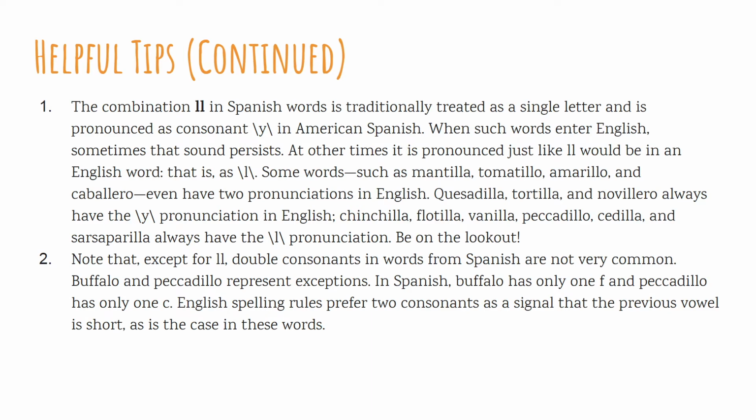Also, besides LL, double consonants in Spanish words aren't that common. Buffalo and peccadillo are a few exceptions, because buffalo has the double F, and peccadillo has the double C. So those are a few exceptions to the double consonant rule in Spanish. But you have to keep in mind, in the true Spanish language, buffalo is only spelled with one F, and peccadillo is only spelled with one C. So English spelling rules prefer two consonants as a signal that the previous vowel is short, as is the case in these words.